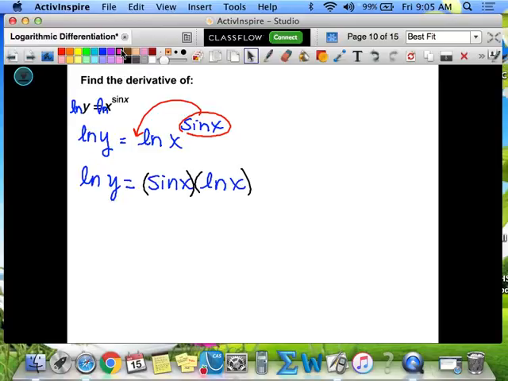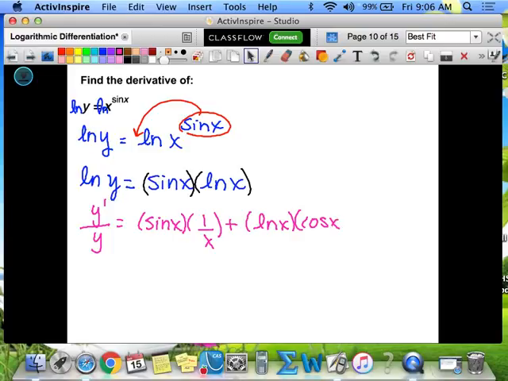All right, so here we go. U prime over u. Because the left-hand side's not a product, it's just a natural log. So far, so good. Product rule. First times the derivative of the second. What's the derivative of the natural log of x? U prime over u, 1 over x. So there's first times derivative of the second plus second times derivative of the first. What's the derivative of sine? Cosine. And then we're in the exact same place we were before. Just clean it up and multiply by y.